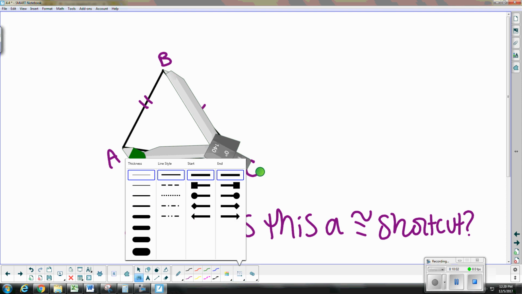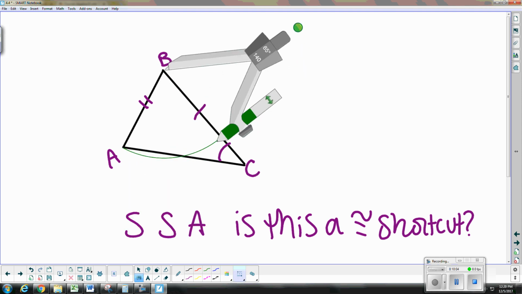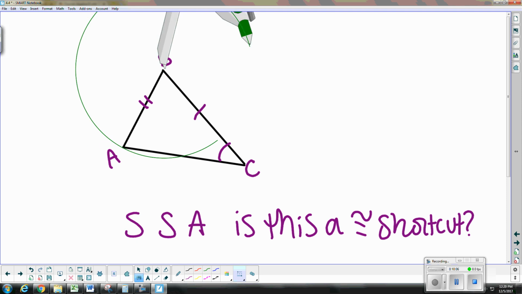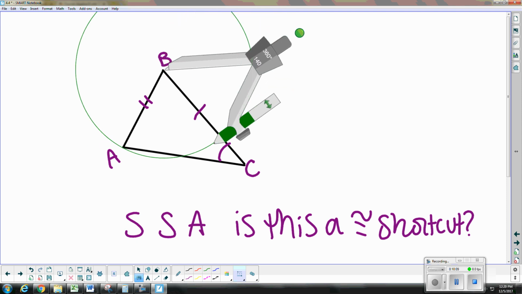So if I take my compass and I use it to draw a circle where B is the center, then AB is my radius. Now any point on that circle is going to be the same distance away from B. So I could have this segment here that is the same as AB.